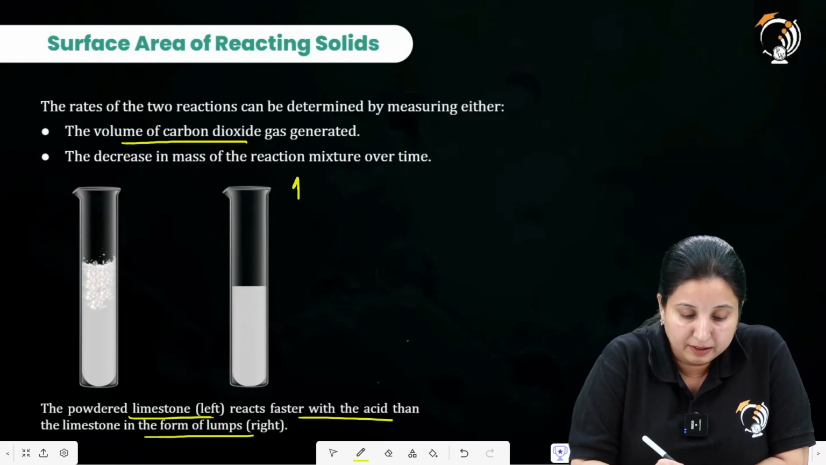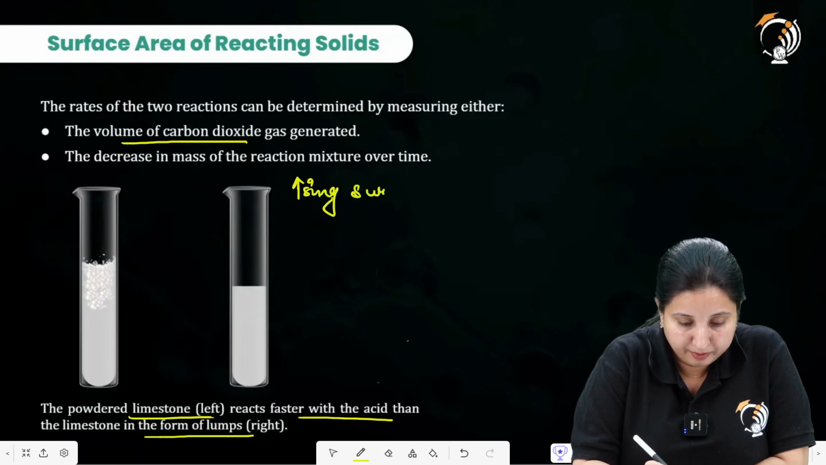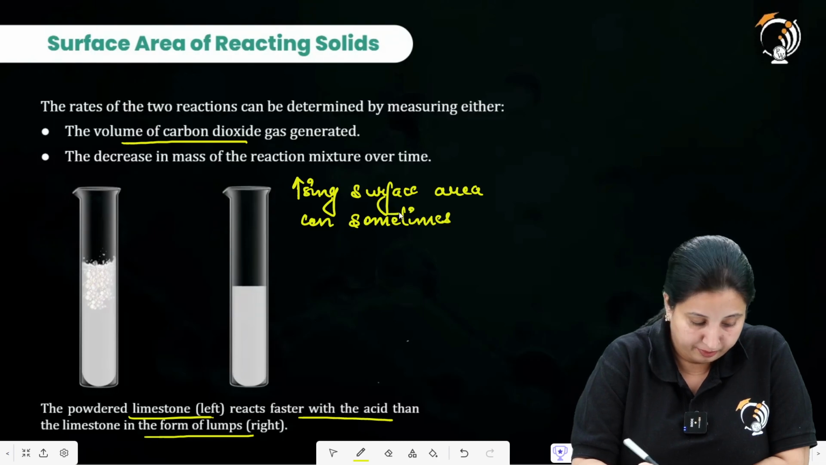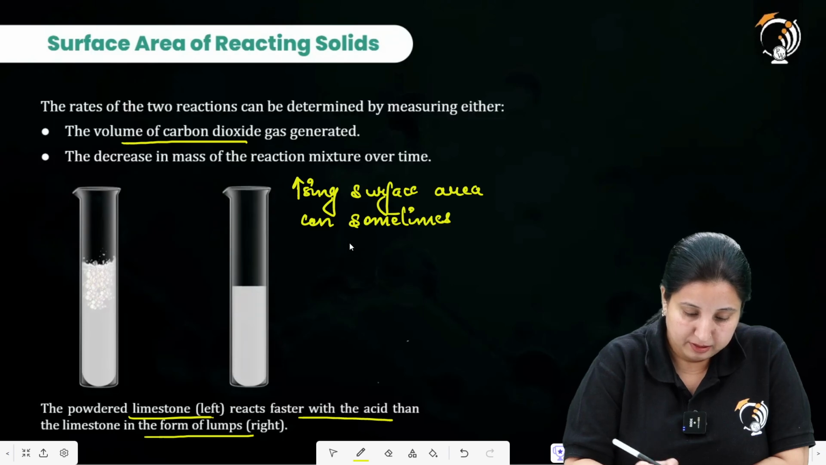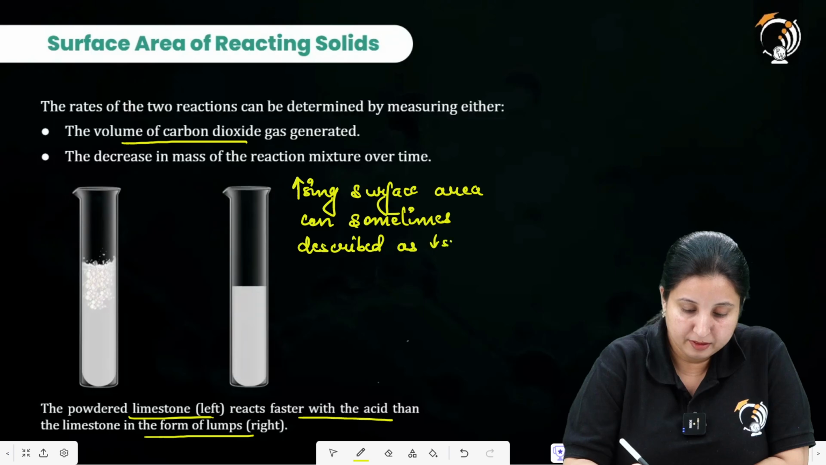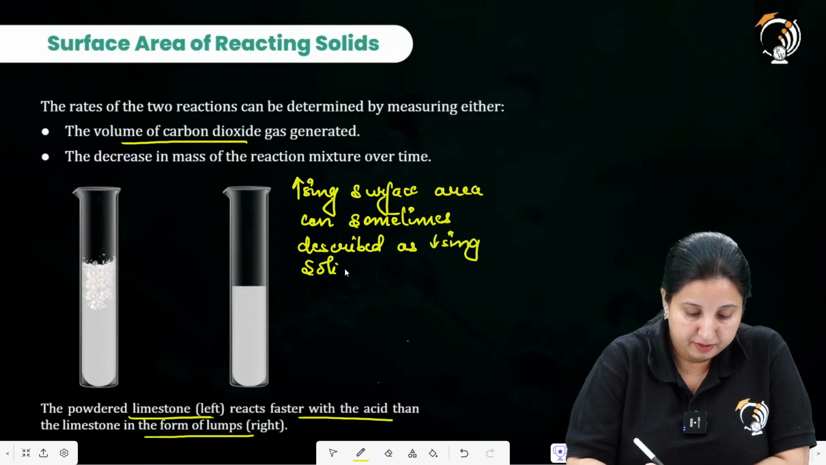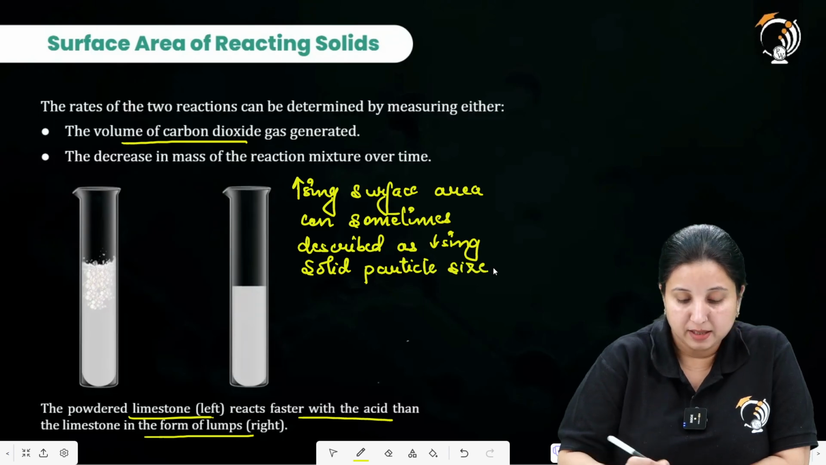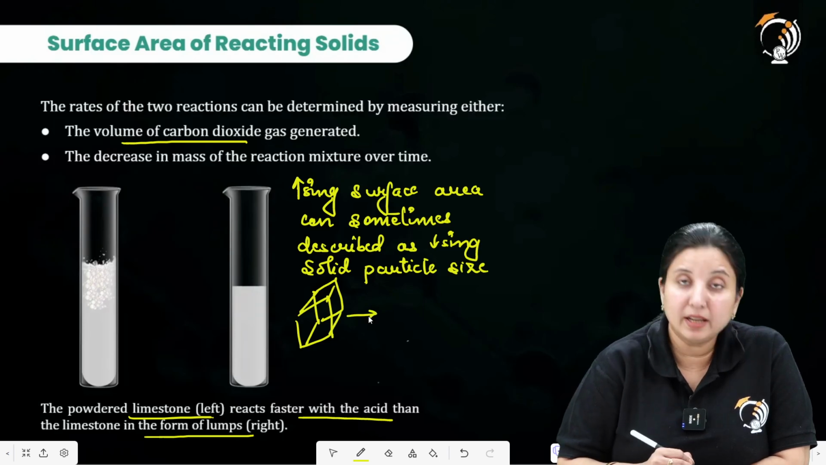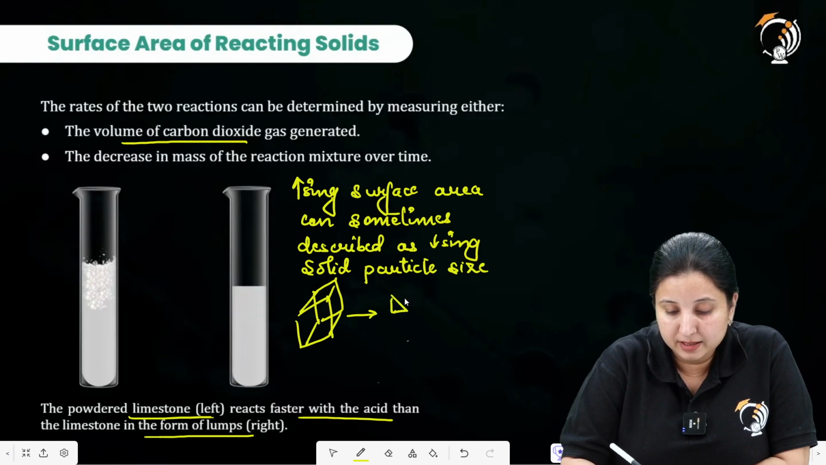The first way: increasing the surface area can sometimes be described as decreasing the solid particle size. Like if you have a cube of this big size, now you can just increase the rate of reaction by decreasing its particle size. Okay.